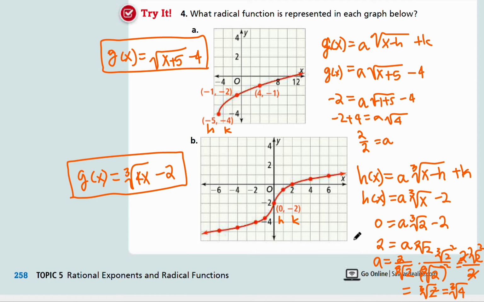Yeah, since your h is 0, you can just combine the root together to simplify. All right, so that was try number 4, A and B. Check your answers, see if you got it right. If you did, good job.